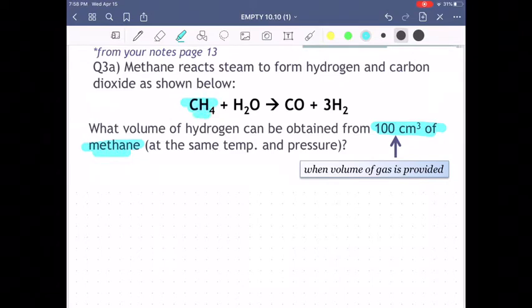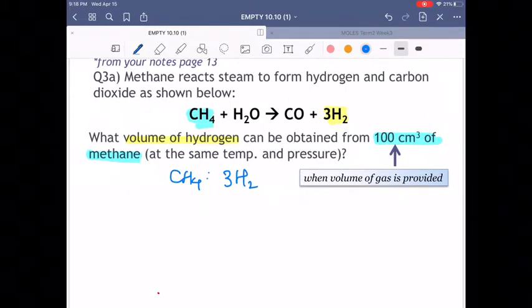Methane is CH4. Next, you are needed to find the volume of hydrogen. Let me highlight the hydrogen. Hydrogen is this one, H2. So first step, I always ask you to write the ratio, right? Please write the ratio of CH4 to 3H2. In the first row, you need to write the number of moles from the equation. Here, the number of moles of CH4 is 1, and the number of moles of hydrogen gas is 3.